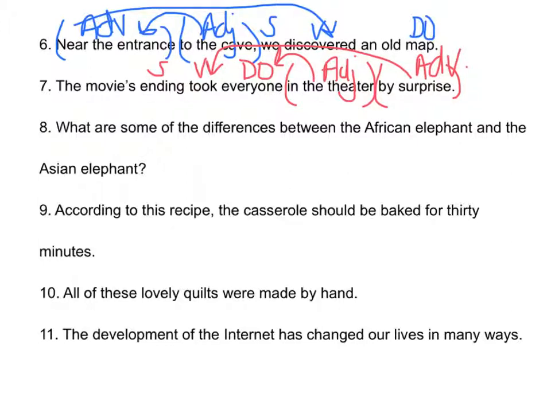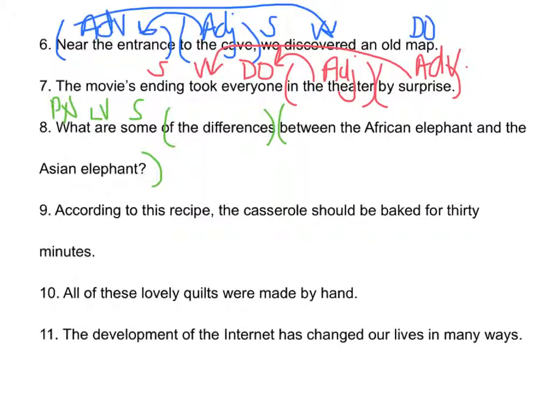Great. What are some of the differences between the African elephant and the Asian elephant? Of the differences, and between the two kinds of elephants are both the phrases. Are is your linking verb. Who or what are? Some are. Some are what? Predicate nominative.